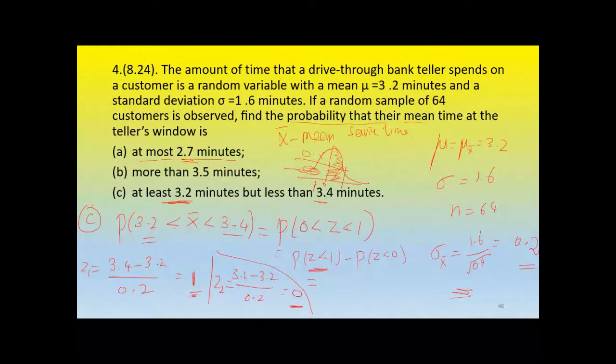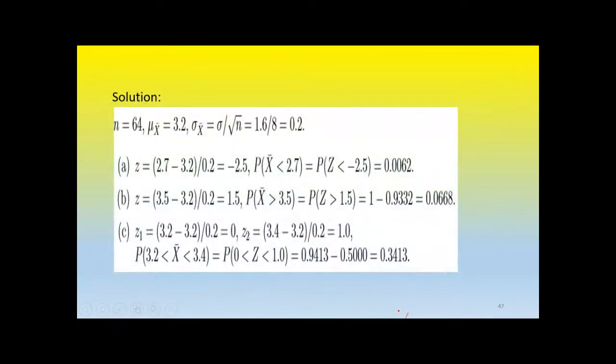And this should be found from the table. Go to 1.00 and you will find 0.8413. And probability of z less than 0 is the first half, the total area is 0.5. So subtract 0.5. The answer is 0.3413. That will be the end of this problem.